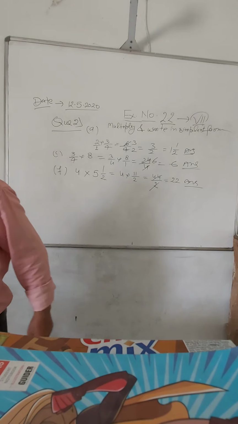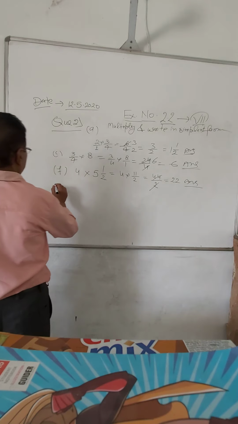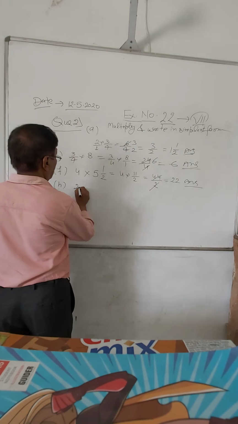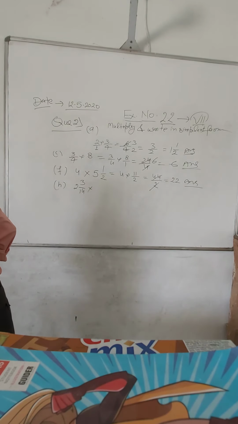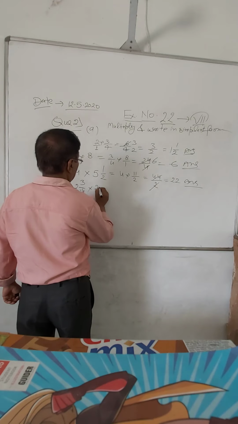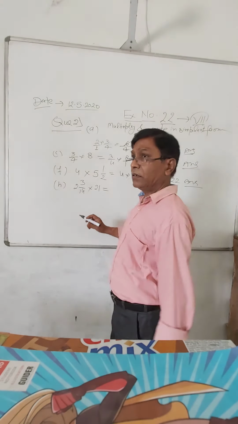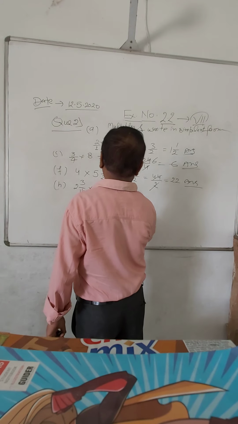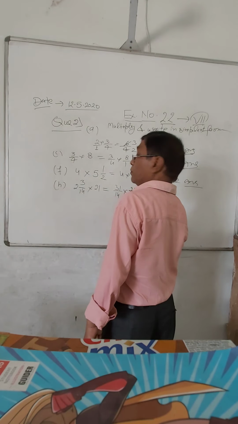Take one more problem. H: 2 whole 3 by 14 multiplied by 21. Same way, 14 2s are 28, 28 plus 3, 31 upon 14. So this will become 31 upon 14 into 21. So this you are going to simplify here also.